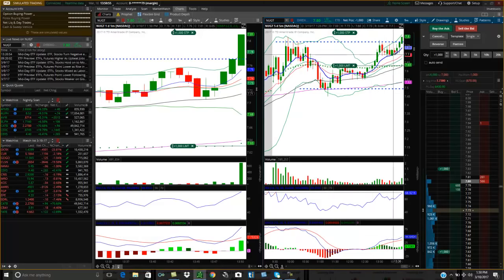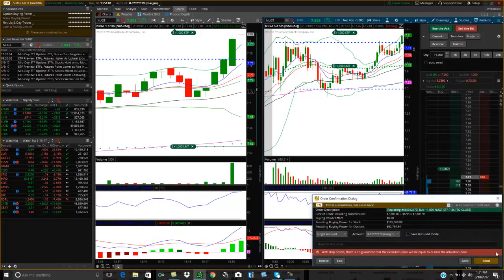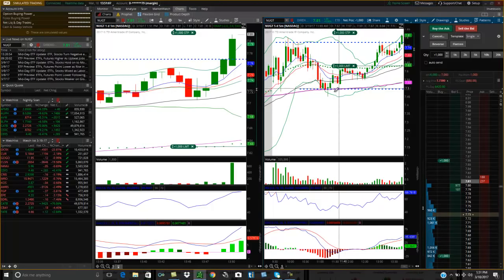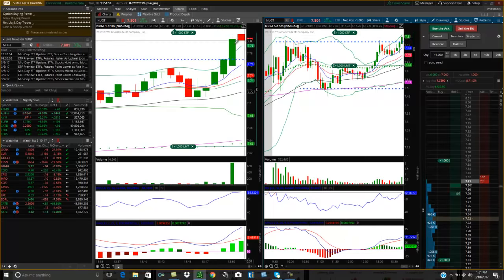So if this goes up to 785 and taps, I'm going to move this, for the sake of this video, to 786. I want to see if it's going to break 785. I think it might go to the 785 range and bounce back down. You can see it right here. It's struggling.